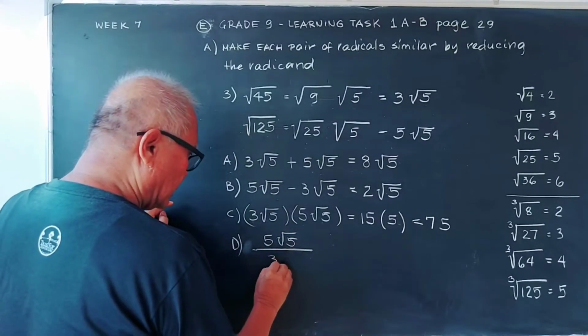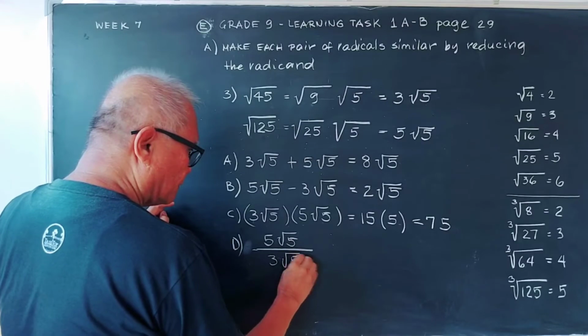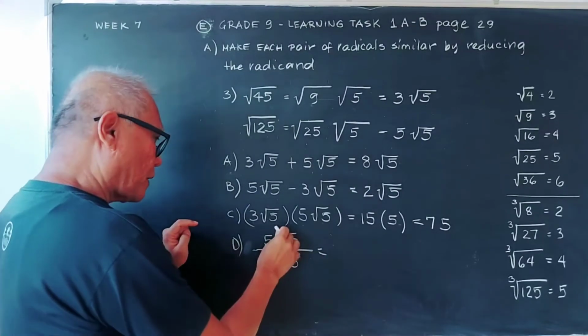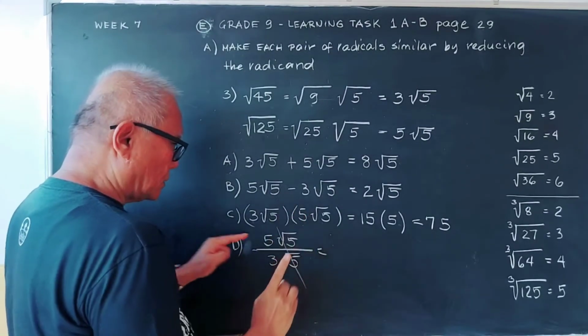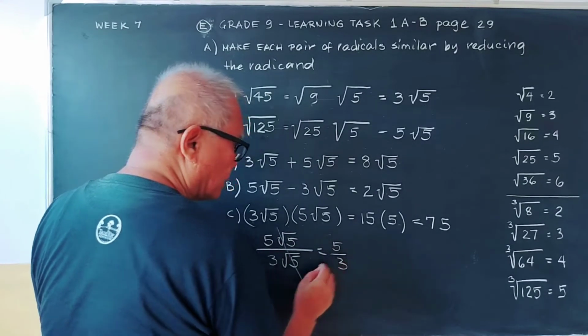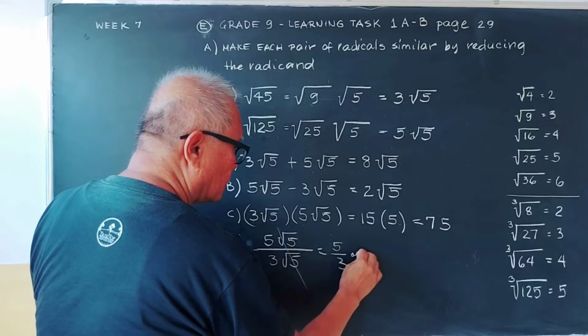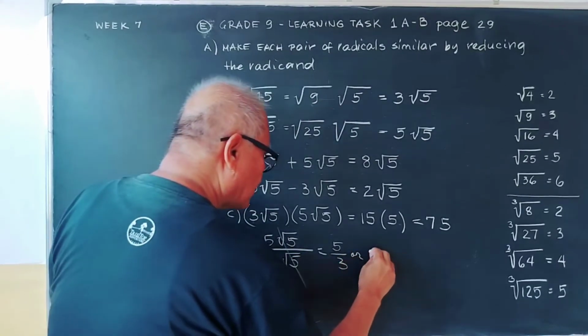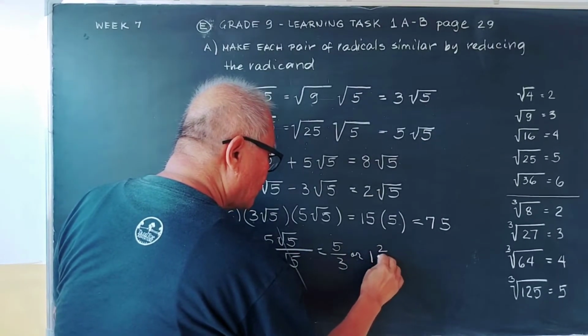Letter D, division. Okay, 5 square root of 5 over 3 square root of 5. Okay, square root of 5 over square root of 5, 1. 5 over 3 is 5 over 3, or in mixed fraction, it's 1 and 2/3.